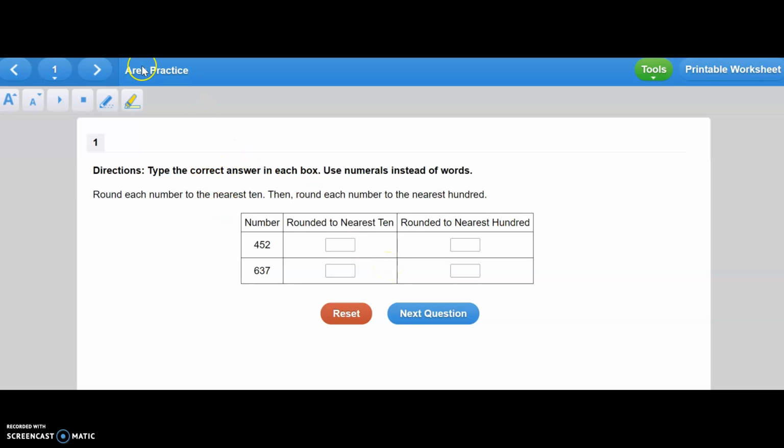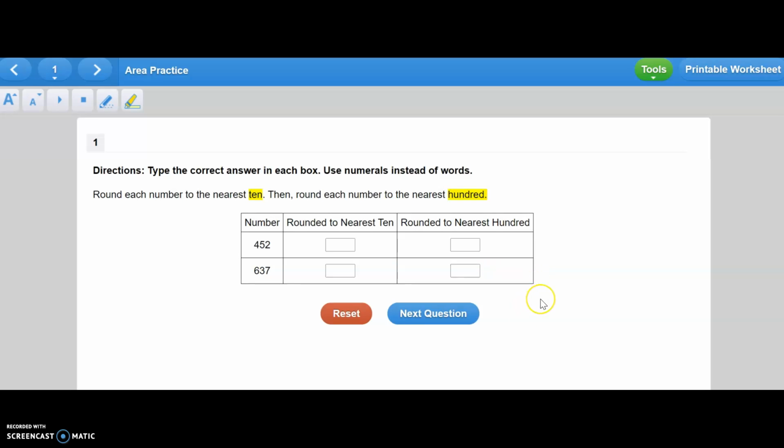Now we're going to be looking at area and rounding today. As I go along, please make sure that you are filling yours in as well. We're going to begin on number 1. Round each number to the nearest 10, then round each number to the nearest 100. You can see that in the chart, it gives us a column for tens and a column for hundreds. We're going to do the first one together, and you will have to do the second one on your own.